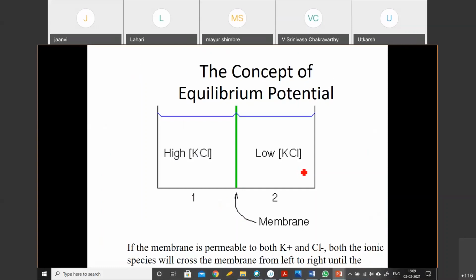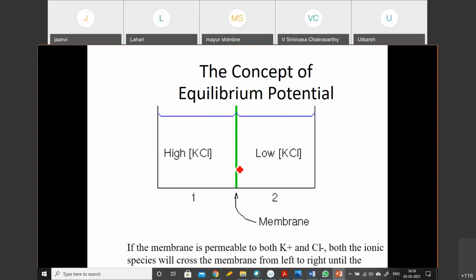Now, that is fine, but how does the membrane itself produce a voltage signal? For that, let us go back to your high school electrochemistry. Suppose I have a beaker which is separated by a membrane into two compartments, left and right. Both compartments have KCl, potassium chloride. But on the left side, the concentration is high, and on the right side, the concentration is low. If you start with this initial condition, what will happen when you have this kind of gradient in the concentration?